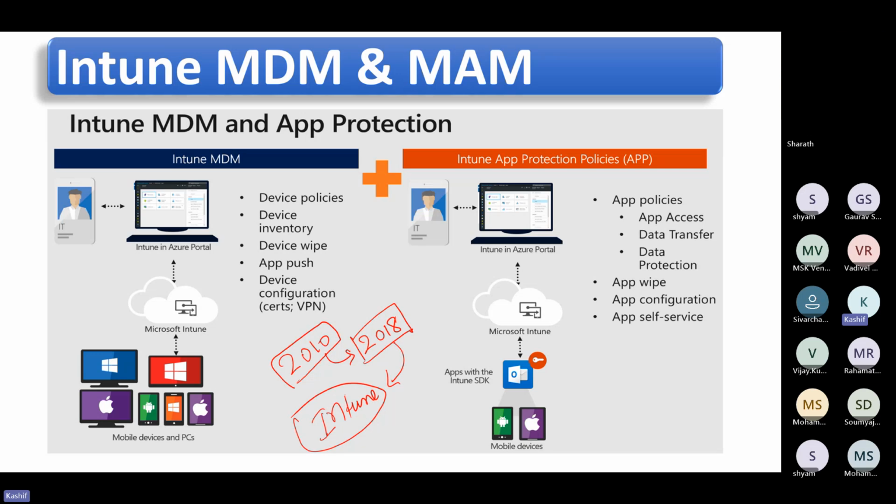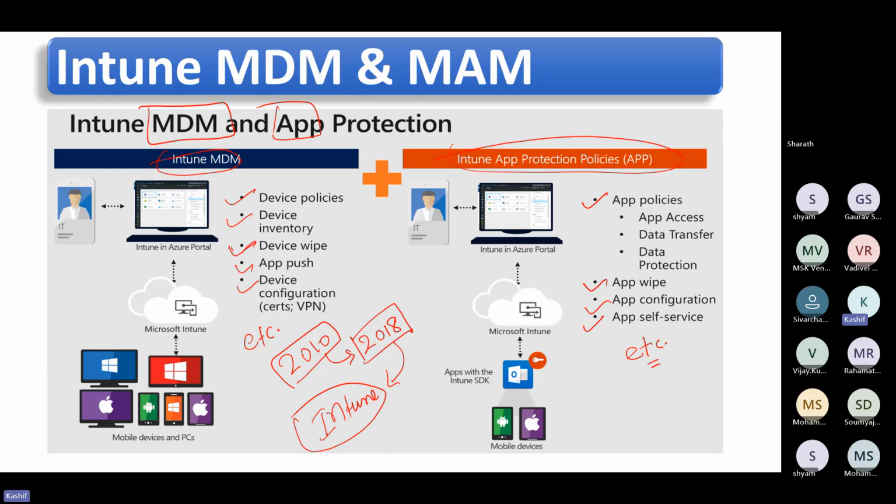The core functionalities of Intune are MDM, mobile device management, and mobile application management. So you can manage mobile devices and mobile applications. What can you do from Intune? You can do device policies, device inventory, device wipe, application push, configuration, and many other policies, etc. Similarly, application policies, application wipe, application configuration, app self-service portal, etc. There are many things which you can do in mobile device management and mobile application management.